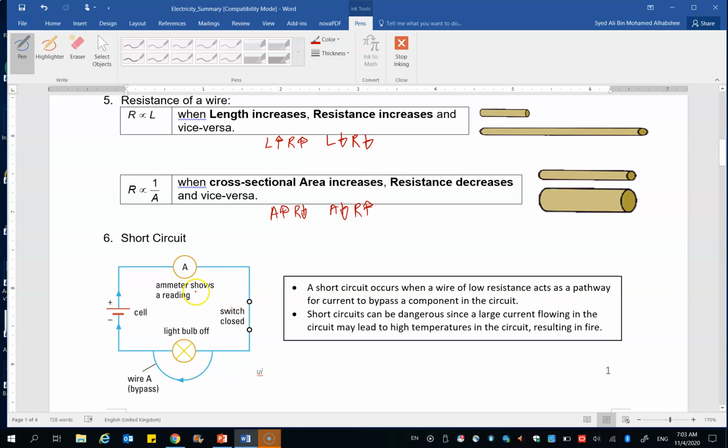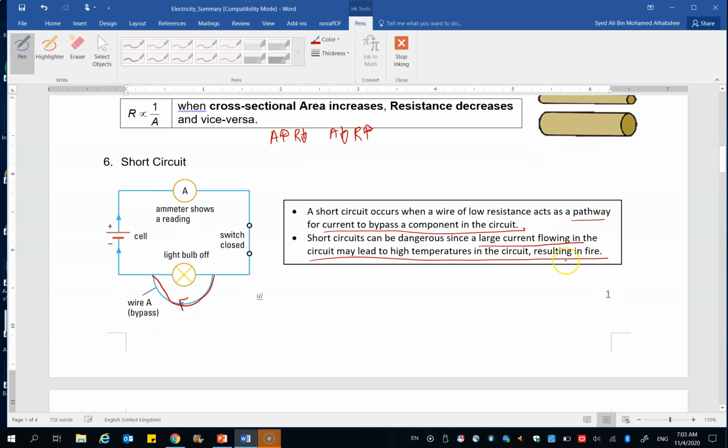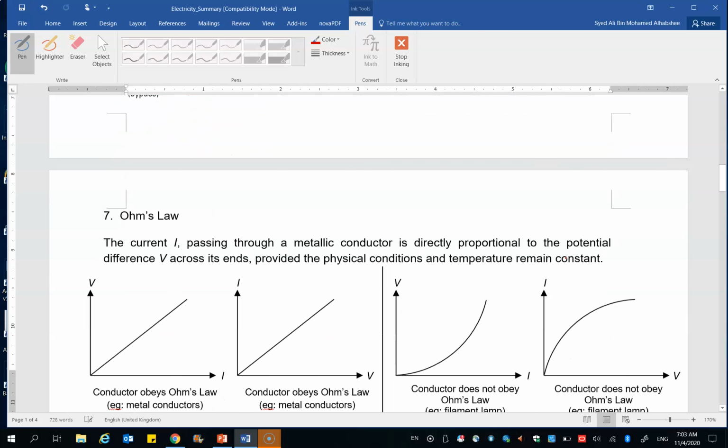Then we talked about a short circuit. So what is a short circuit? It is when you have a wire of low resistance that bypasses the component in your circuit. This wire of low resistance acts as a pathway for current to bypass the component in the circuit. This can be dangerous since a large current flowing into the circuit may lead to high temperatures and may result in fire.